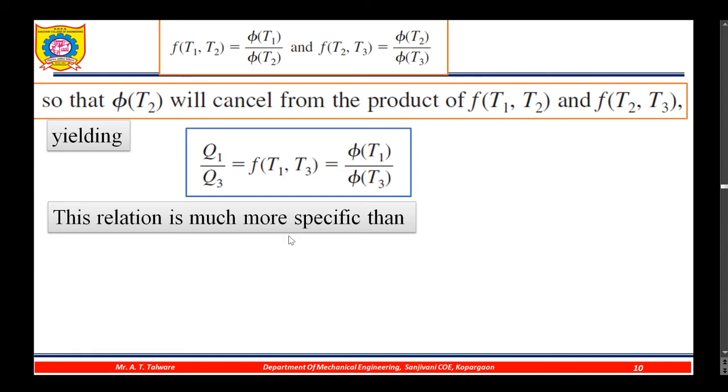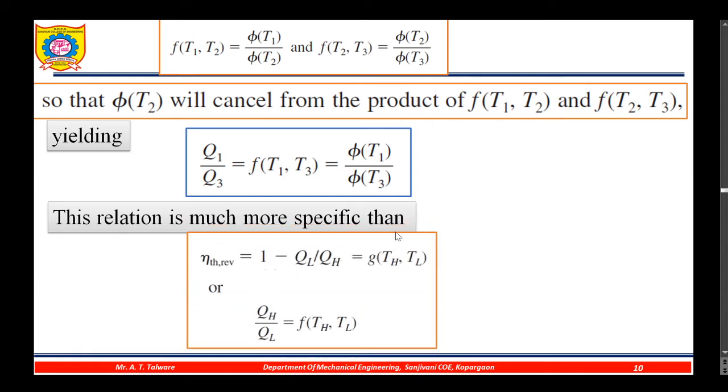This relation is much more specific than the relation which I explained earlier, that is, QH by QL is a function of TH and TL. That only shows that it is a function, but here it shows that it is a function in terms of the ratios.